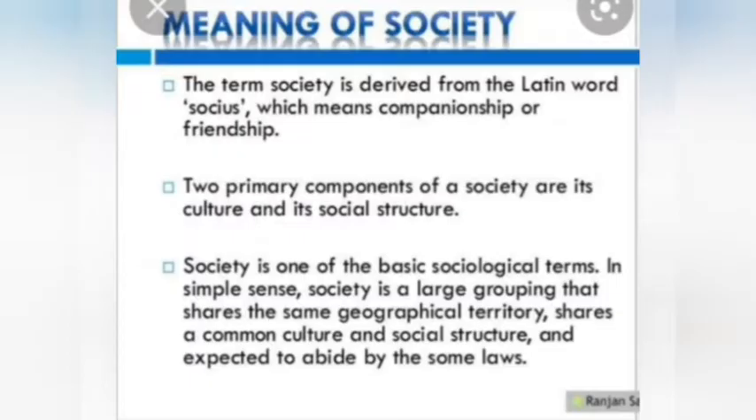For easy understanding, you can have a look at the meaning of society. The term society is derived from the Latin word socius, which means companionship or friendship. Two primary components of the society are its culture and its social structure. Society is one of the basic sociological terms. In simple sense, society is a large grouping that shares the same geographical territory, shares a common culture and social structure, and is expected to abide by the same laws.